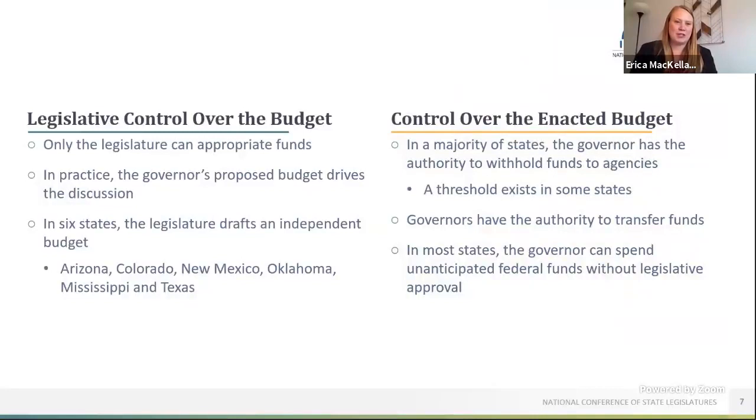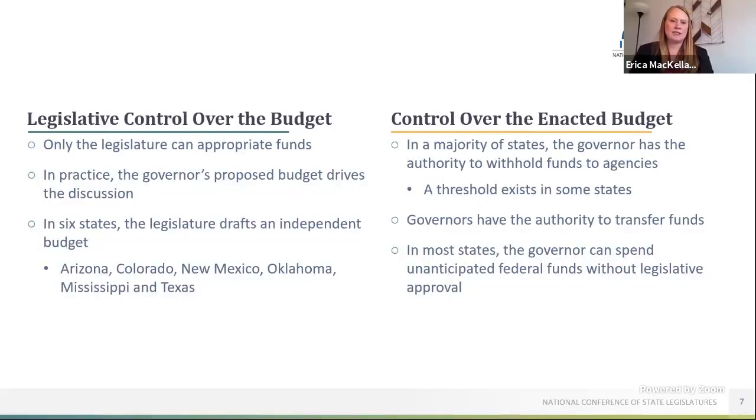So who controls the budget process? In every state, only the legislature can appropriate funds. It's one of the fundamental powers of the legislative institution. In practice, what that means can vary. In most states, the budget conversation is largely driven by the governor's proposed budget. But that's not true in every state.